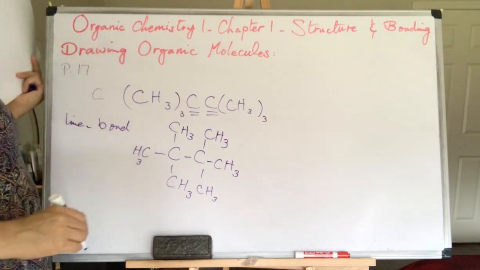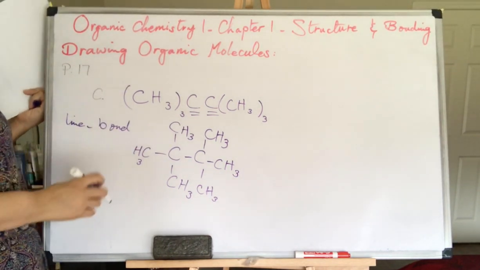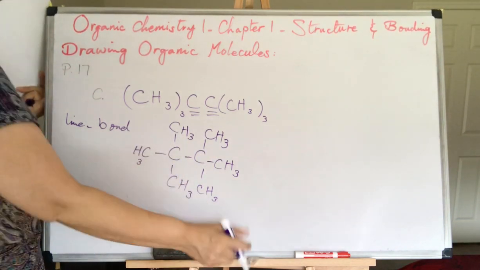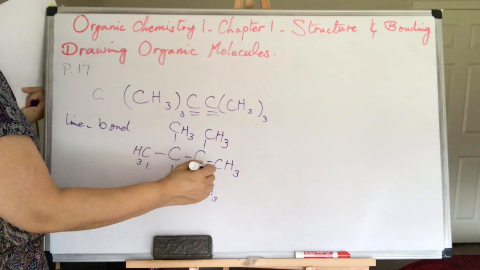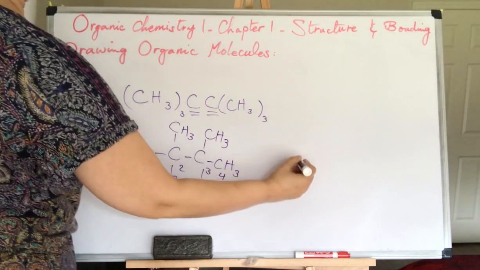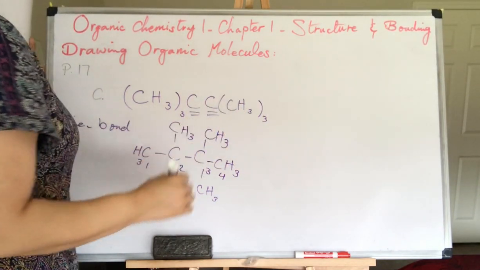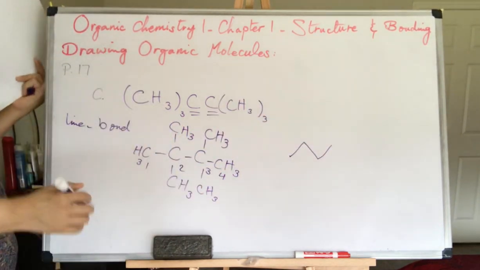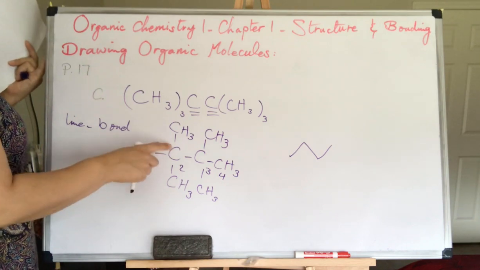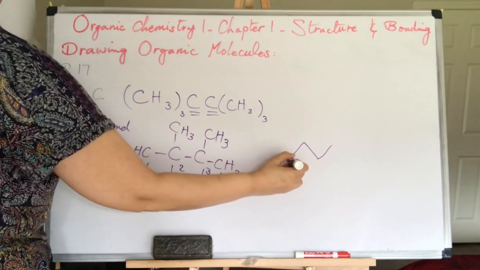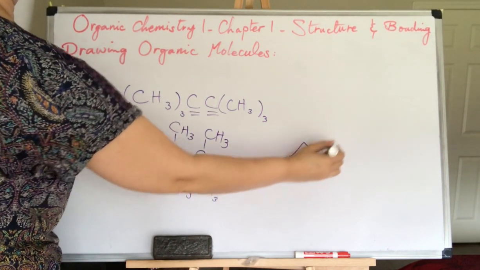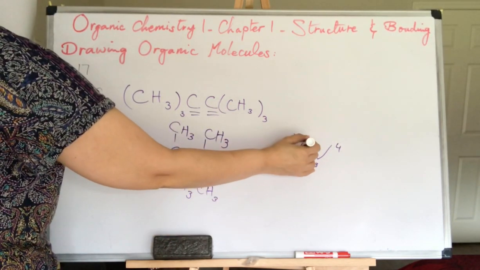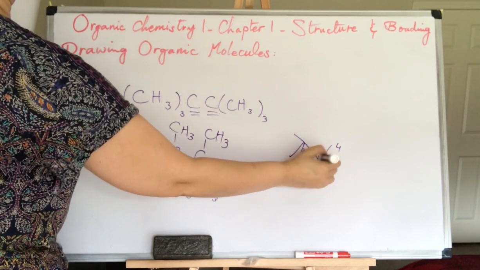Now, how to change it to a skeletal structure? First, determine the longest chain. You have 1, 2, 3, and 4. So build a zigzag of 4 carbons. 1, 2, 3, and 4. Where are your methyl groups? On the second and on the third. So if it's confusing, go ahead and number your carbons first, and then the methyl groups. One here, one here, one here, one here.